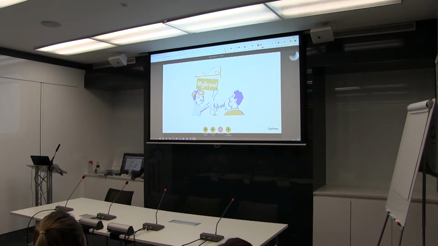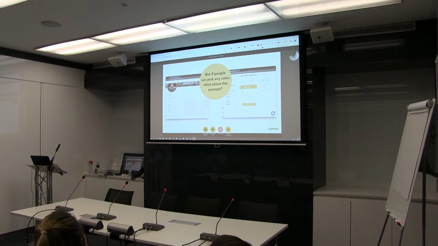So when it comes to accessibility, you have the contrast issue. So what happens if you let people pick any color they like? So here are two examples, one from Twitter and the other one from Intercom, where we have picked our brand color, which is yellow, and we can see that the contrast is not good enough.